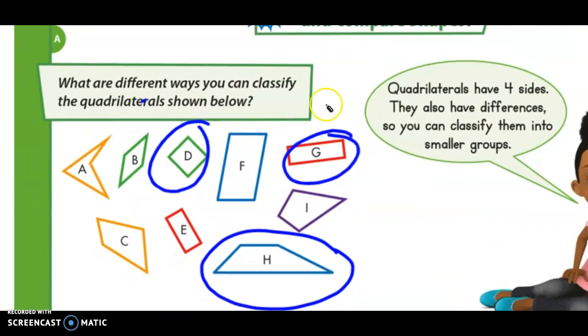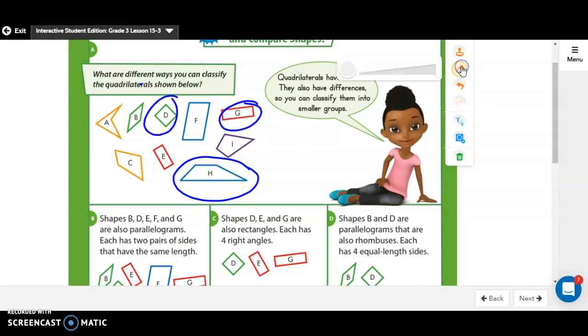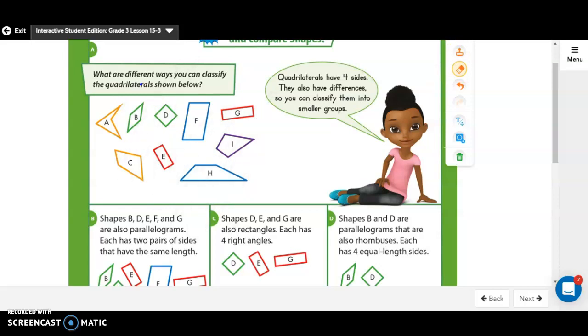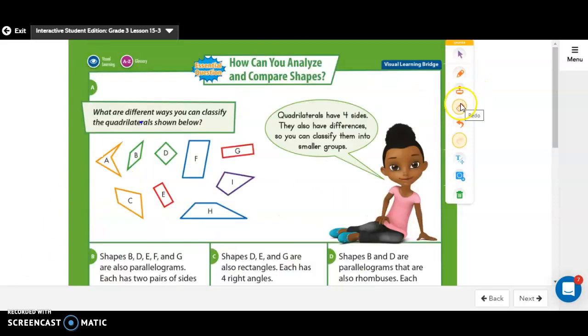Like I said, a lot of different things you can do. You could classify them into groups where you have convex shapes in one and concave. Remember those from a few lessons ago. Convex are ones that don't have any points that go inward. Concave have some points that kind of cave inward like we see right here.